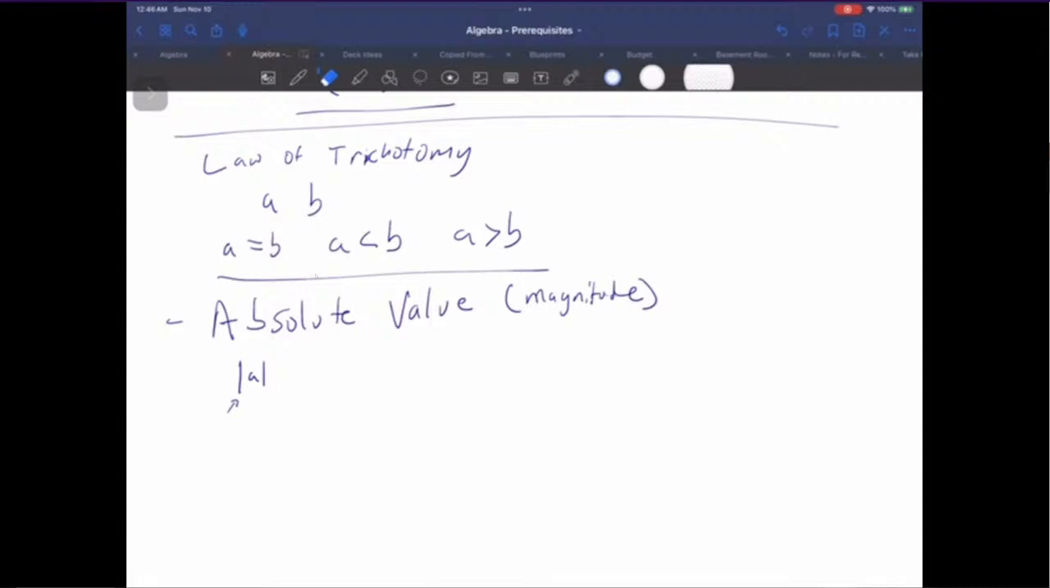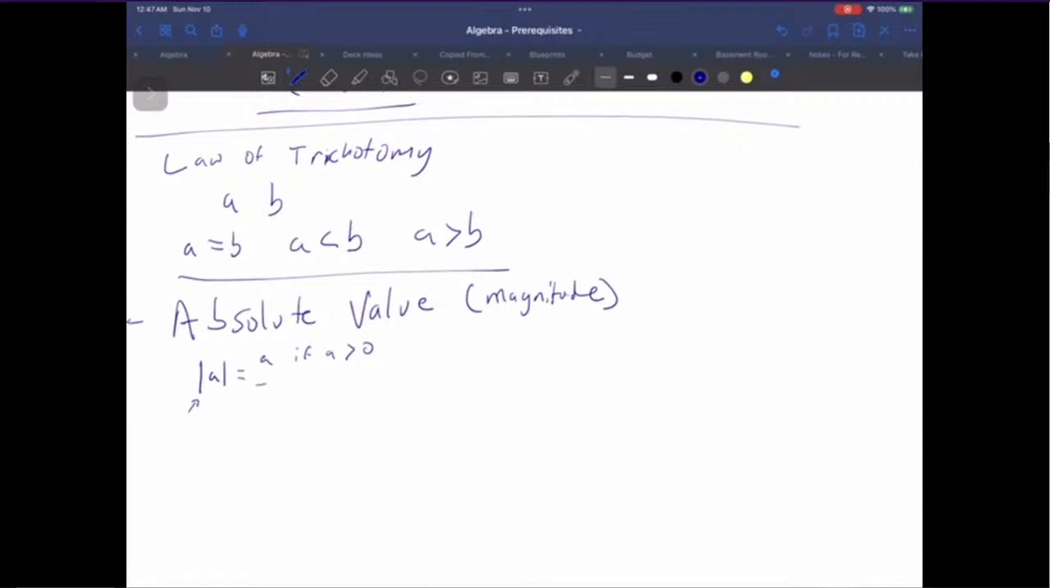So the absolute value of a is a if the number is positive, and negative a if a is negative. And we'll say less than or equal to 0. 0 is neither positive or negative, so 0 can equal 0. 0 could also equal negative 0, because there's no such thing as negative 0, but we usually include it in the positive numbers, so it's written that way.